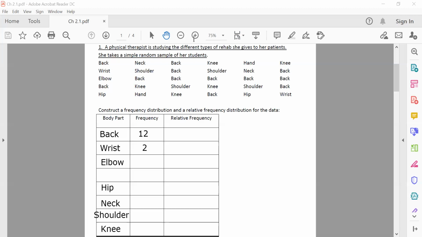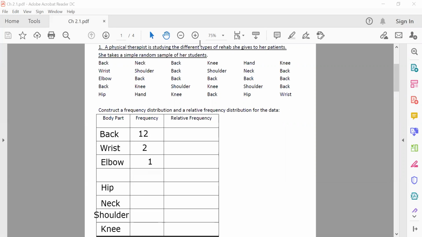Elbow. Let's see, we got 1. Kind of going through it. It looks like there's only 1 person who had an elbow issue. And so that's all this frequency chart is. It's just counting up how many times something happened. We'll compute the relative frequencies here in just a moment. So we had 1 elbow issue.